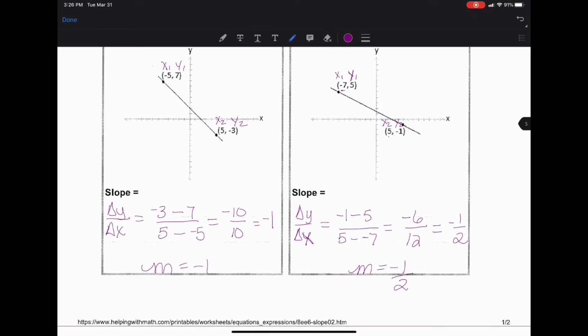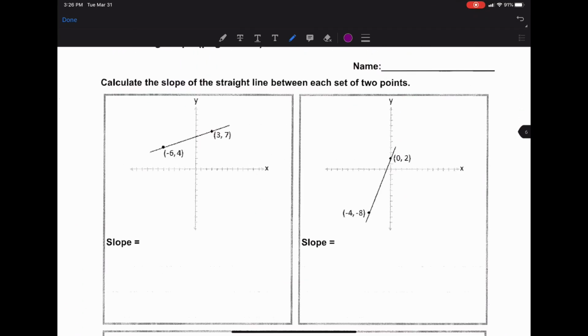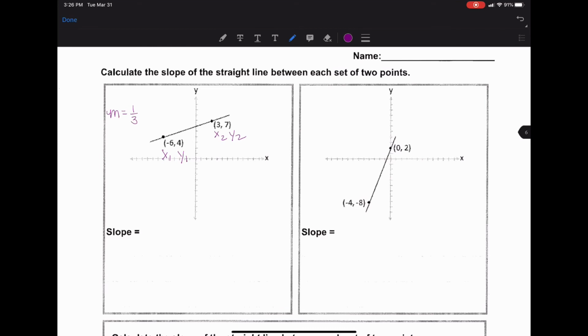The next page. I'm just going to help set them up. So we can call, it doesn't matter which one you do. So this is x1, y1, and x2, y2, and the slope equals 1/3. I need to see all the work. The next one, this is my x1, my y1. This is my x2, my y2. That for my slope is 5 over 2.